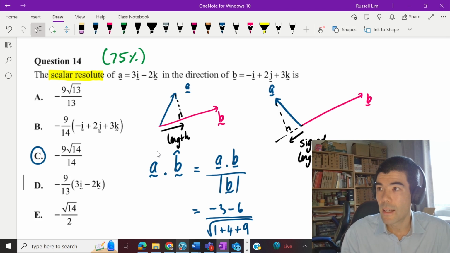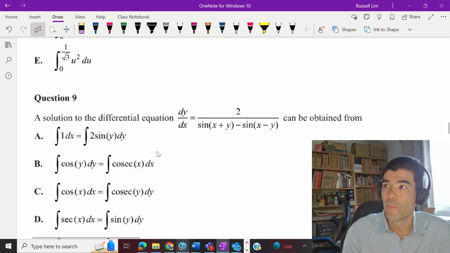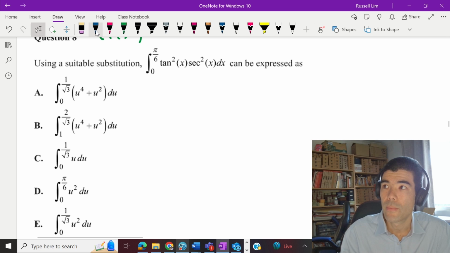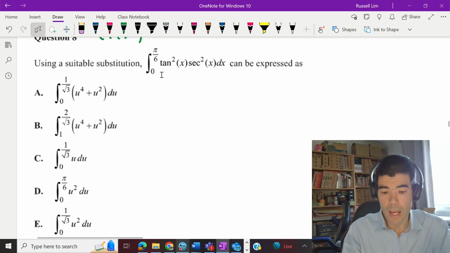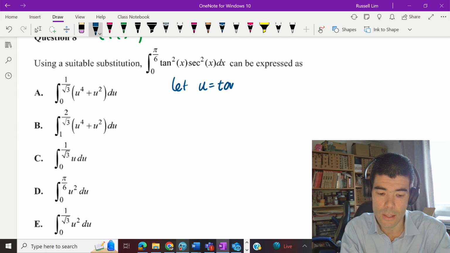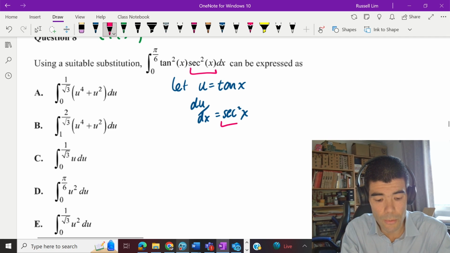All right, and the next easiest question was question 8. This is a u substitution question. Which of these is the correct u substitution for this integral? The key here is that sec squared is the derivative of tan. So if we let u be tan x, then du/dx is sec squared. And that's great because we have sec squared there in our integral.